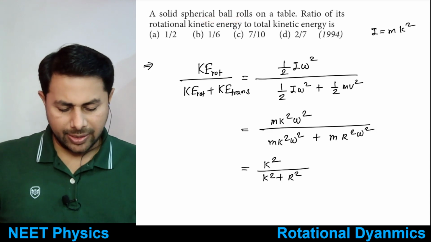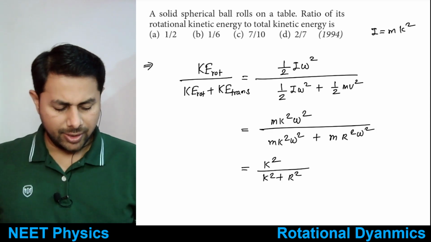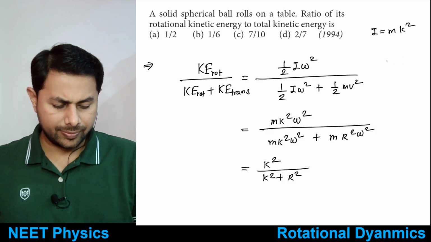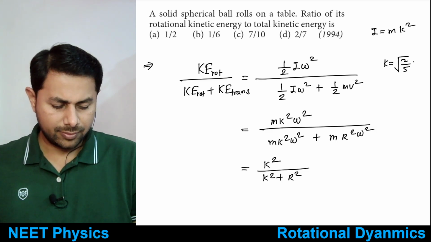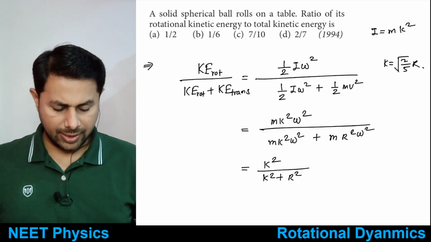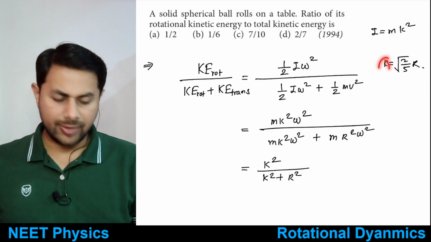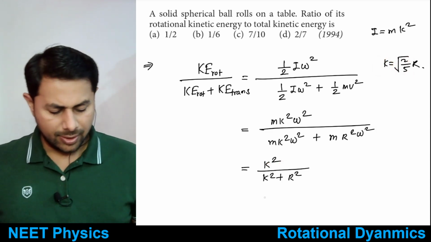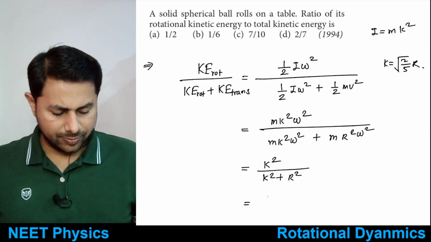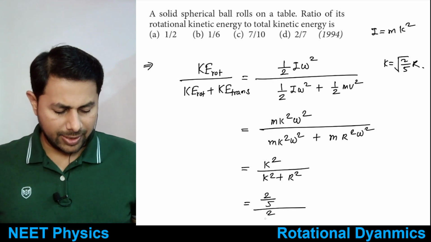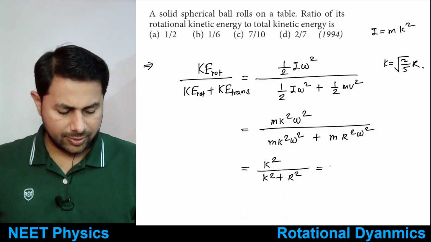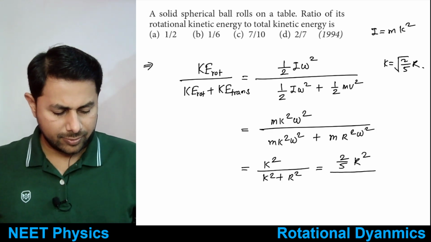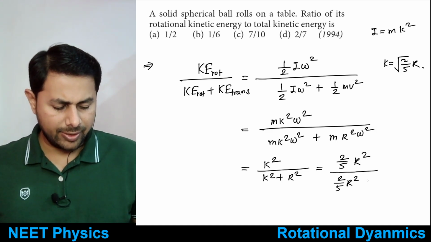Now put the value. It is a solid spherical ball. So once again, solid sphere. So you have k equals to what? K equals to square root of 2 by 5 r, right? So take square of that. So k square is equal to 2 by 5 r square. You can put that everywhere. So this is equal to 2 by 5 divided by 2 by 5 plus 1. In the numerator this is 2 by 5 r square, and in the denominator you have once again 2 by 5 r square plus r square.